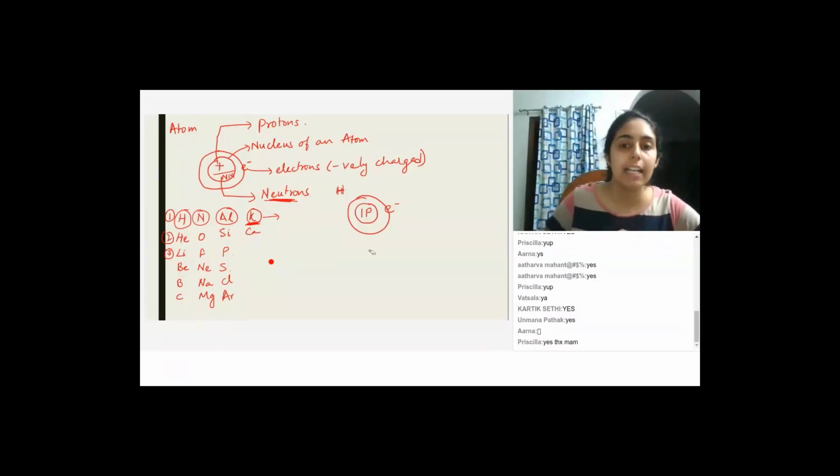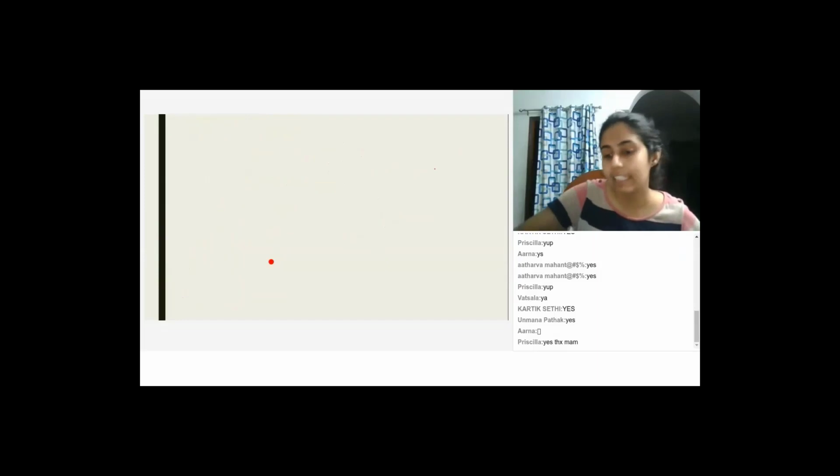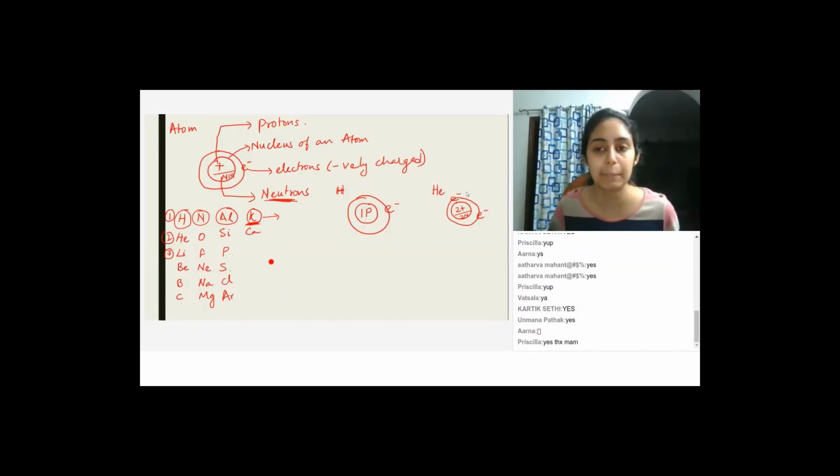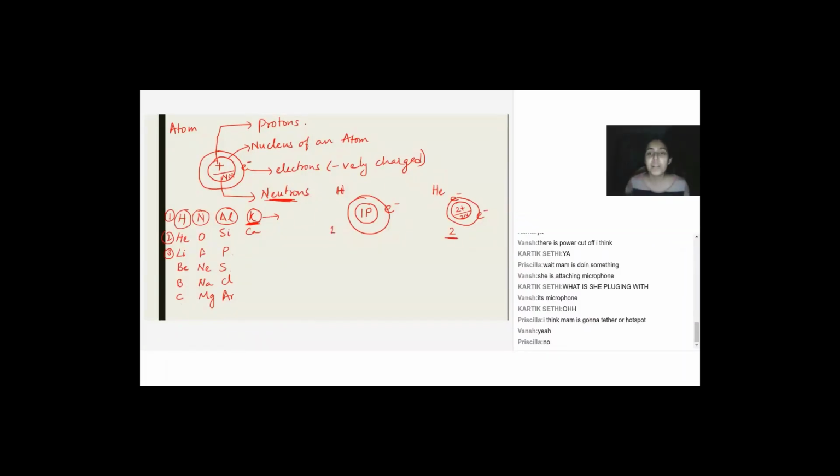Now let us take a look at the helium atom. So helium, what is inside the nucleus? Can you guys tell me? So 2 protons and 2 neutrons inside the nucleus, and outside the nucleus, I have 2 electrons revolving around the nucleus. So this is the structure of helium atom. Now, how many electrons are there in this? 2. All right, so the number of electrons in helium is 2.